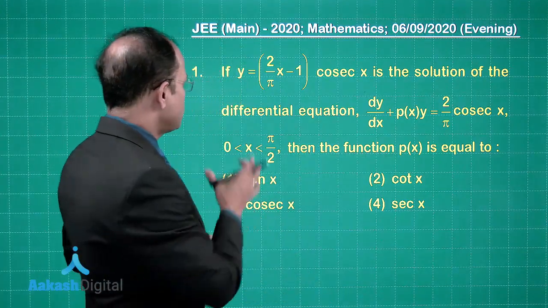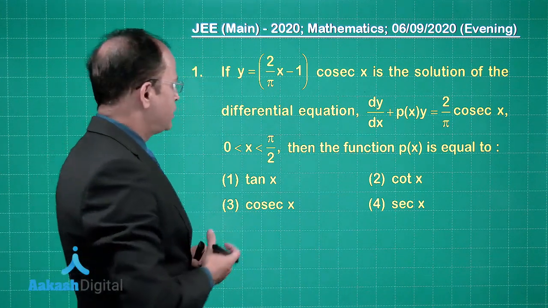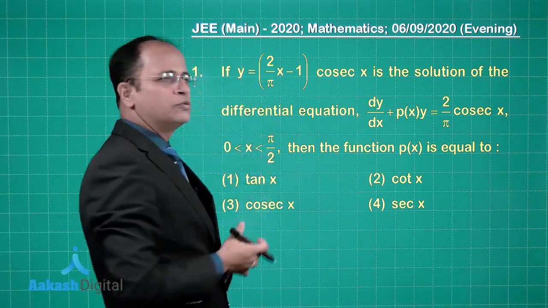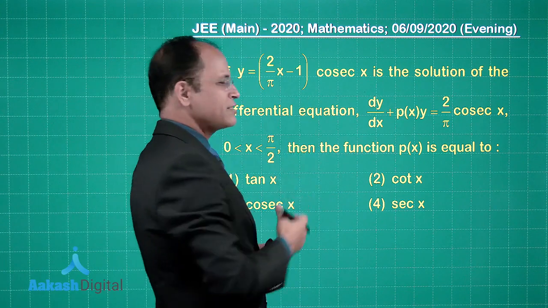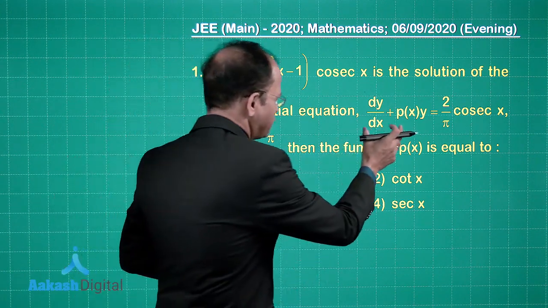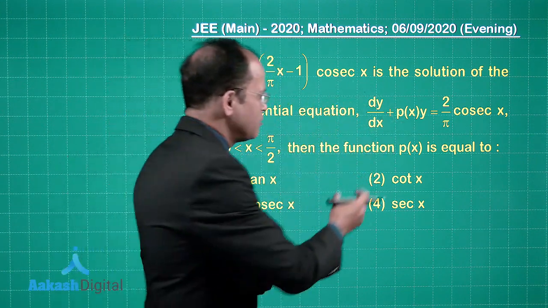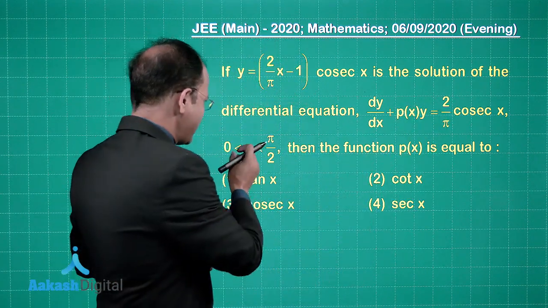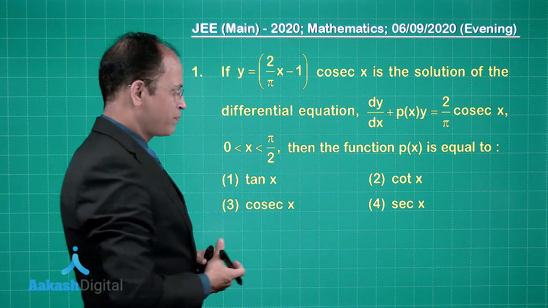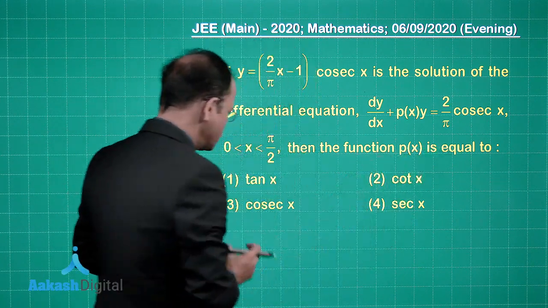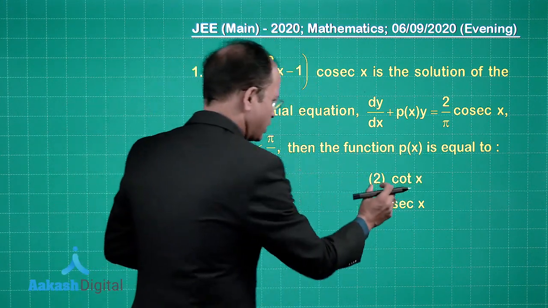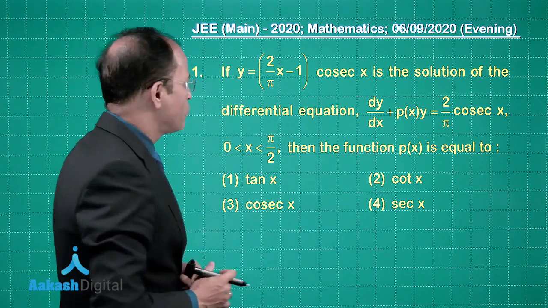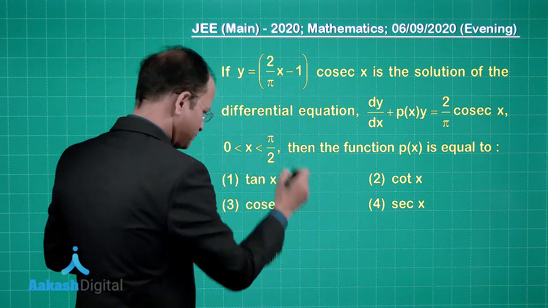Now if I talk about the first problem, it has been given that y is equal to 2 by pi x minus 1 cosec x is the solution of this differential equation dy by dx plus px into y is equal to 2 by pi cosec x, where x lies between 0 and pi by 2. Then the function px is equal to 10x, cosec x, cot x and sec x. Very simple problem. Let's have a look at this.